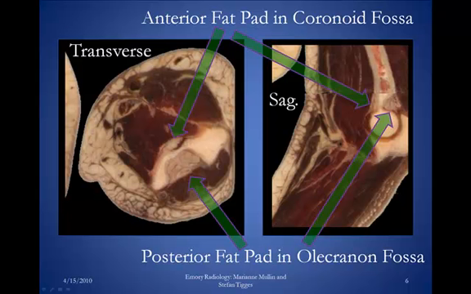These are some anatomic specimens, a transverse image on the left and a sagittal image on the right, that show these fat pads within the coronoid fossa and within the olecranon fossa. And you can see where you could anticipate that you might be able to normally see a little bit of the anterior fat pad in the relatively shallow coronoid fossa, and that would be true. But you very rarely, in fact you should never, see a posterior fat pad normally in that very deep olecranon fossa.